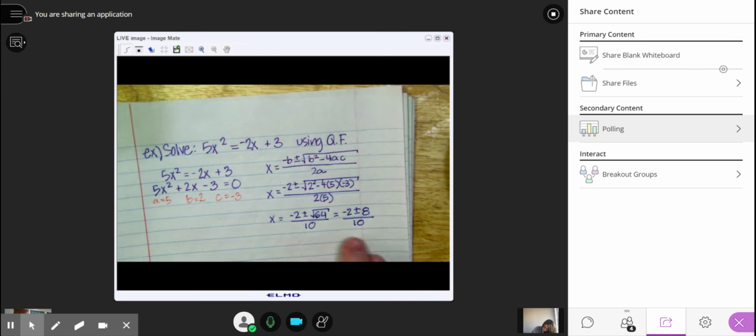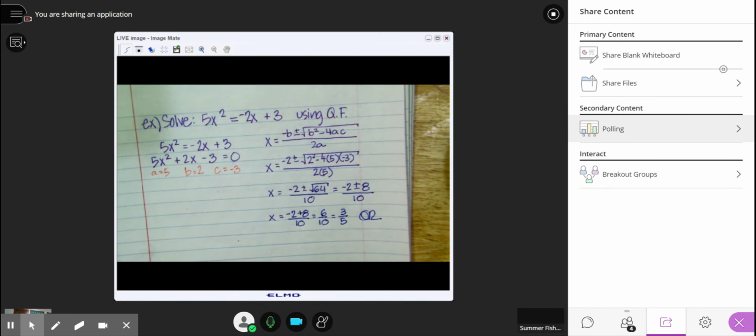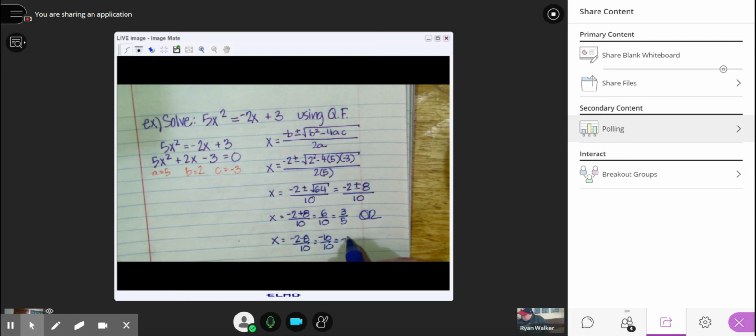And from here, I get my two possible solutions. So x would equal negative 2 plus 8 over 10. That's 6 over 10, or 3/5. Or x would equal negative 2 minus 8 over 10. That's negative 10 over 10, or negative 1.